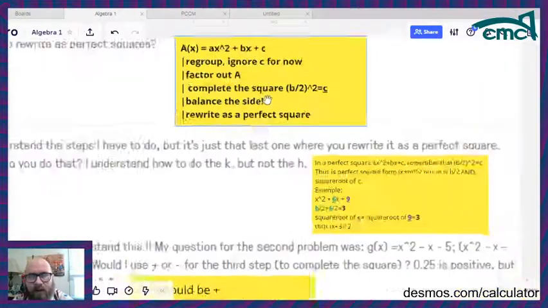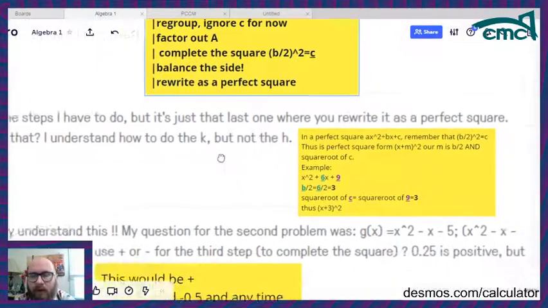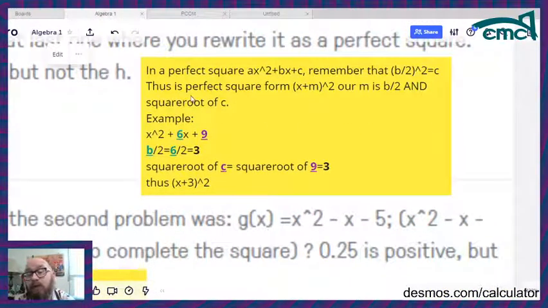Okay, so this first part is just completing the square. And this isn't necessarily how you rewrite as a perfect square. That's that last line, rewrite as a perfect square. But when we're completing the square, there's a really interesting bit here, and that's this middle line where we have (b over 2) squared equals c. Now, that relationship is going to be critical when we're thinking about how to complete a square, or how to rewrite as a perfect square. So let's go ahead and look at it.